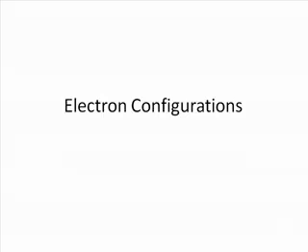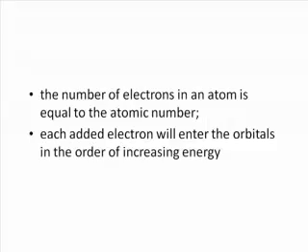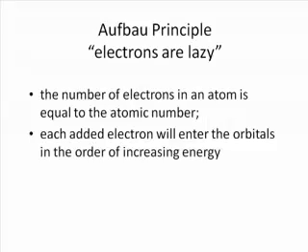In this discussion, we're going to focus on ways to represent electrons in the orbitals of an atom. There are a couple of rules that we need to look at that govern the ways that electrons fill the orbitals. The first one is the Aufbau Principle.